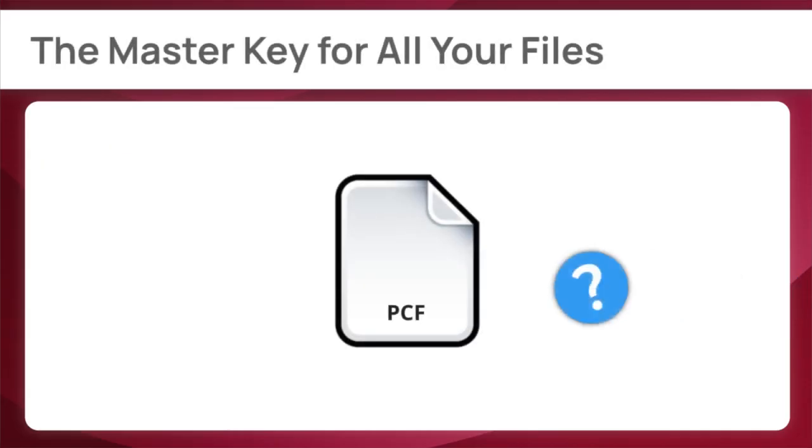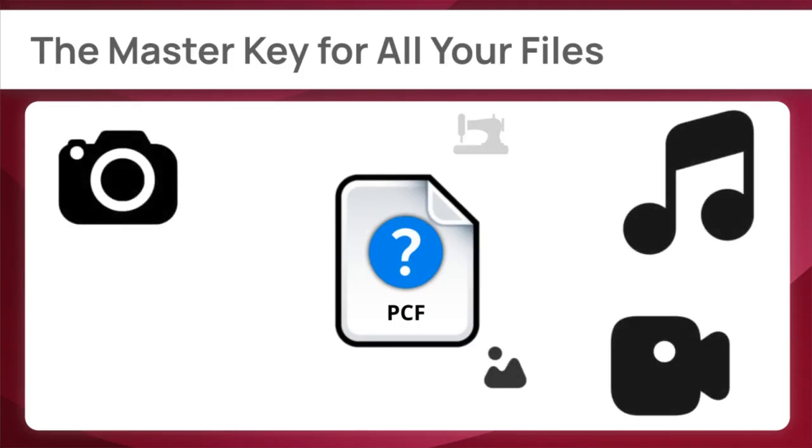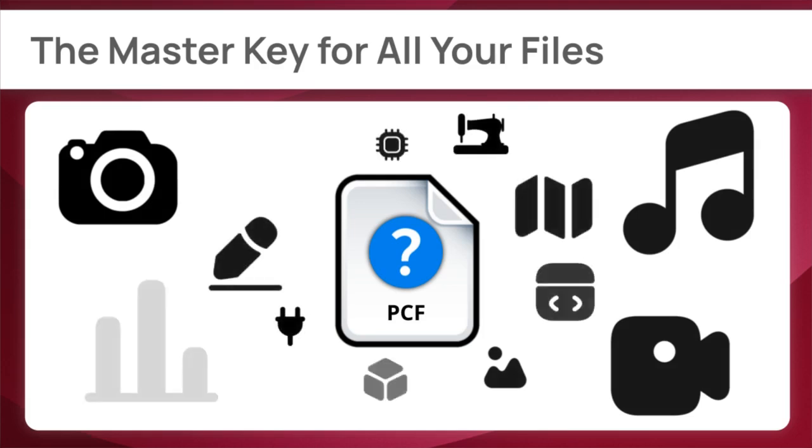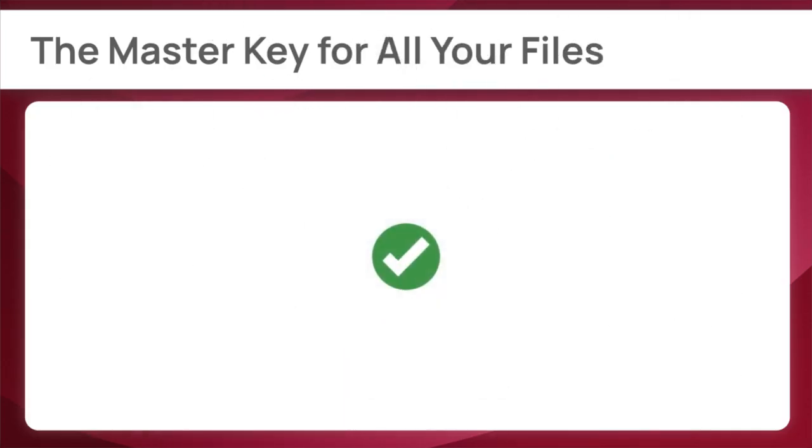When this PCF file resists every program you own, it's likely a case of naming overlap. Because so many developers share the same extensions, your computer is essentially guessing the format. A universal viewer is designed to act as a versatile tool for identifying many formats, providing a reliable way to attempt access when standard programs have failed.